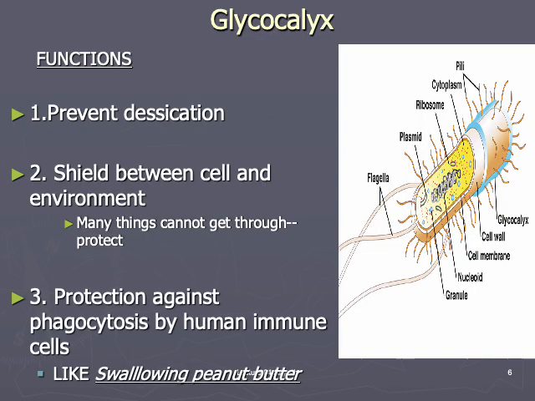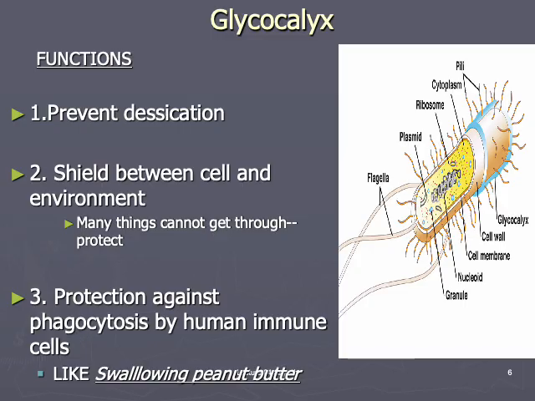Number three, it's protection specifically against phagocytosis by human cells. Now, I think a lot of you have heard this before, that in your body you have phagocytes. They're good immune cells, and they're kind of like Pac-Man if you're into retro games. They're just a little thing that kind of swallows up stuff, phagocytes.